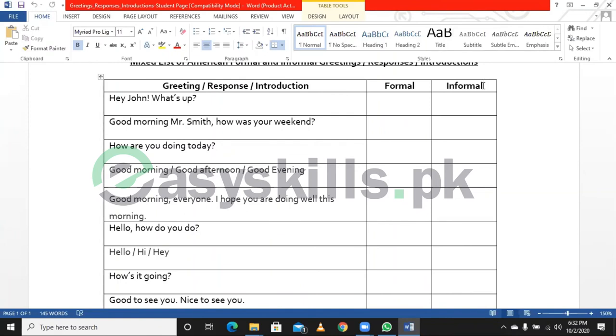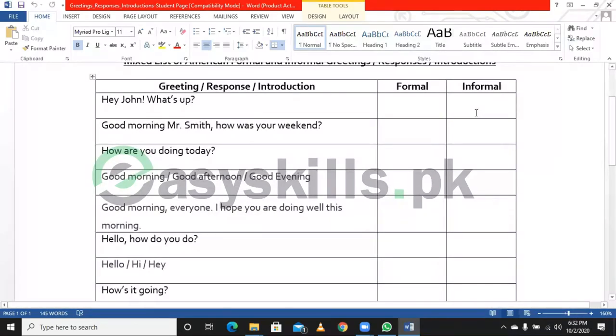जब आप अपने friends से मिलते हैं, when you see or meet your friends, when you meet with your family members like cousins, we usually use informal way. हम informal way का इस्तेमाल करते हैं जब हम अपने दोस्तों से मिलते हैं और या फिर जब हम अपने cousins से मिलते हैं. So there are two ways, formal and informal.